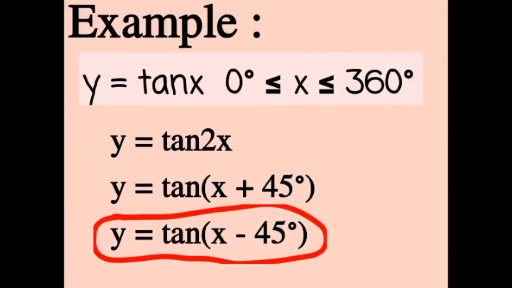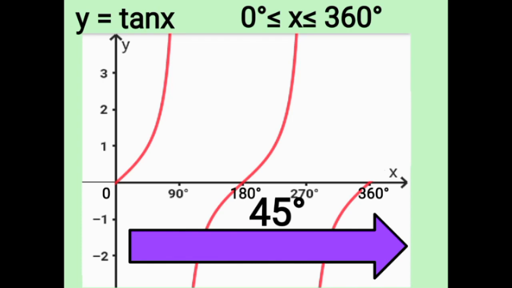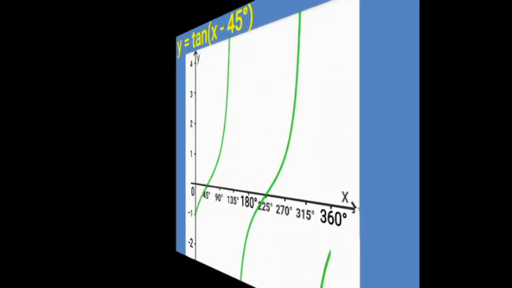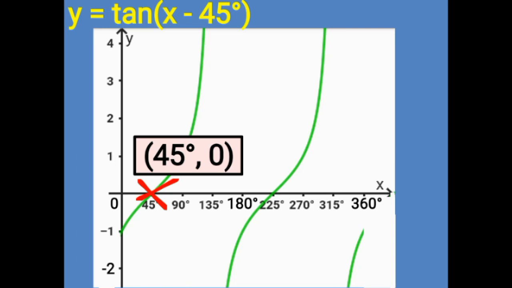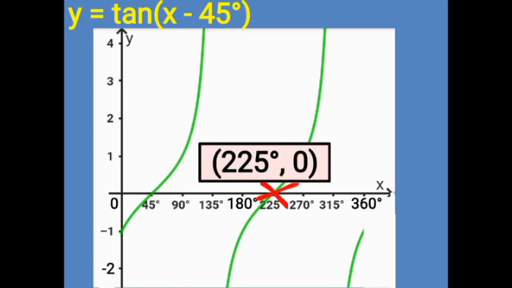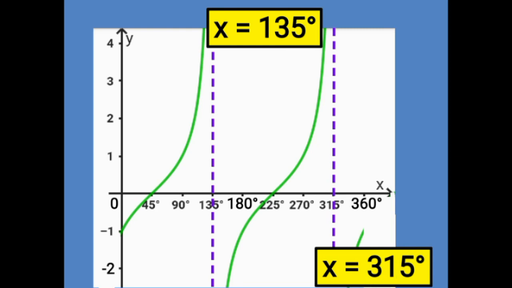y = tan(x − 45°). This is the translation of the graph y = tan x by 45 degrees in the direction of the positive x-axis. So, we add 45 degrees to all the x coordinates and hence this is the graph of y = tan(x − 45°). The graph now crosses the x-axis at the coordinates (45°, 0) and (225°, 0) and has two vertical asymptotes at x = 135° and at x = 315°.